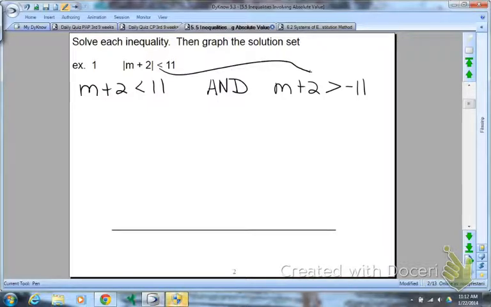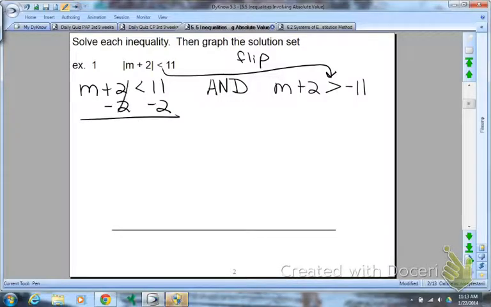Anytime you go to put it to the negative, you flip the symbol. Okay? Now we have two equations. We're going to solve each one. So that's m is less than 9. Over here, subtract 2. Alright, so m is greater than negative 13.